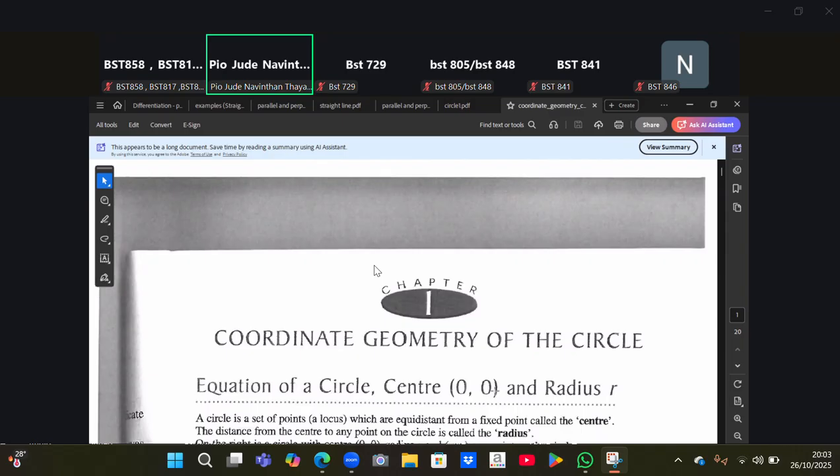Limits are over and differentiation is over, so only the integration part is left. Tomorrow, a 1 hour lecture is enough; I will complete it.